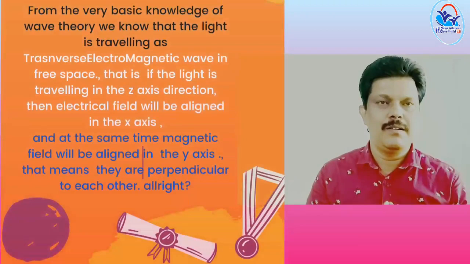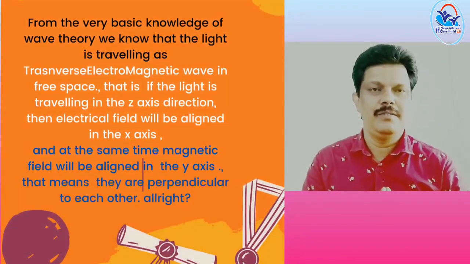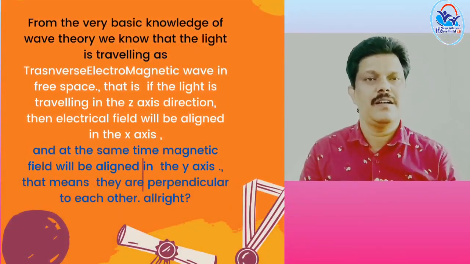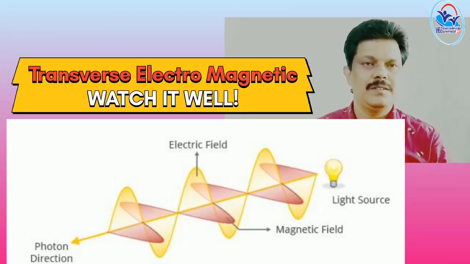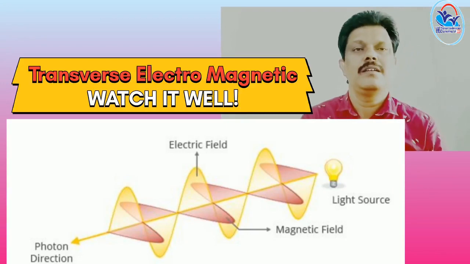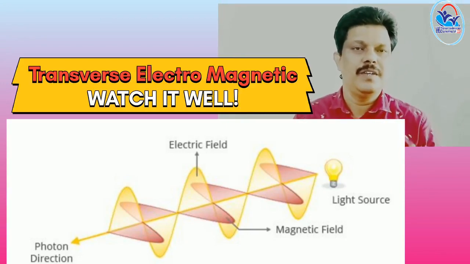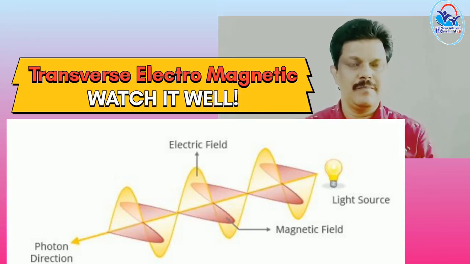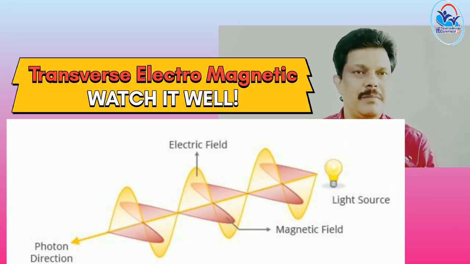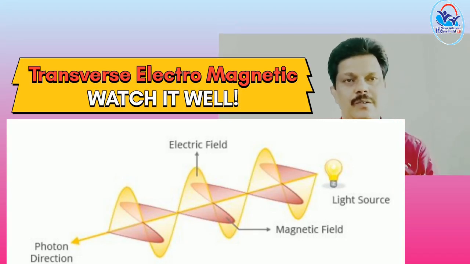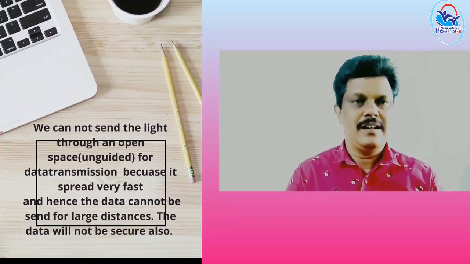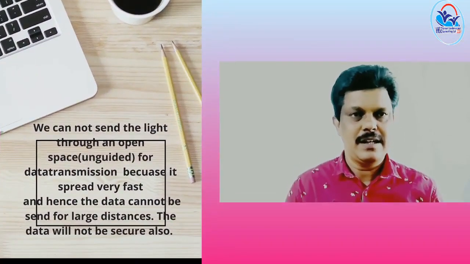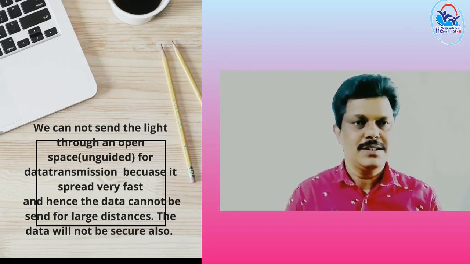From the very basic knowledge of the wave theory of light, we know that light travels as a transverse electromagnetic wave. That means, if the light is traveling in the Z direction, the electric field will be in the X direction, and at the same time, the magnetic field will be in the Y direction. In open space, like an unguided media, the light travels in the transverse electric mode.